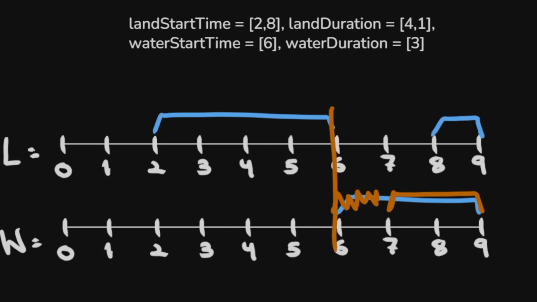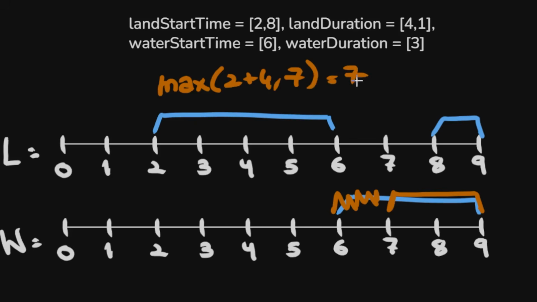The problem is that we have to consider this gap also, which means that we should take the maximum between the land start plus land duration, meaning 2 plus 4, so now we are standing here at 6. We take the maximum between this and the start time for the water ride, in this case 7. The maximum between 2 plus 4 and 7 is 7, and now we can take 7 plus the water duration, which is 2, and that's how we get 9. Now this is the correct result.